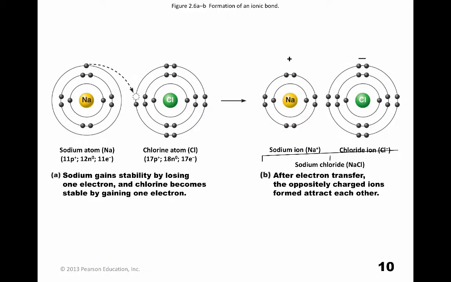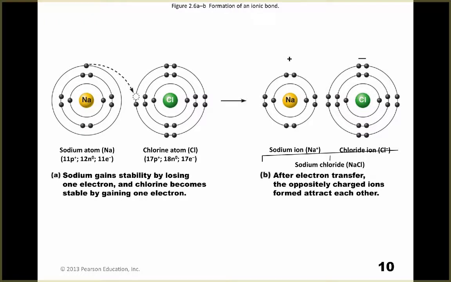And so here we have sodium. It has 11 electrons. So in the first orbital, it has 2. In the second orbital, it has 8. That makes 10, right? And then the last one, it has 1. So how many does it need to be stable? It needs 7 more. And here's chlorine.